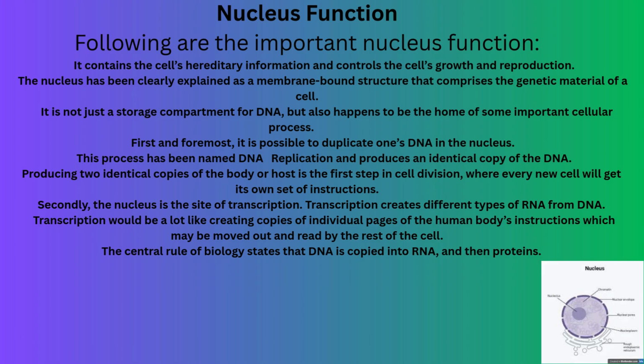Producing two identical copies of the body or host is the first step in cell division, where every new cell will get its own set of instructions. Secondly, the nucleus is the site of transcription. Transcription creates different types of RNA from DNA.